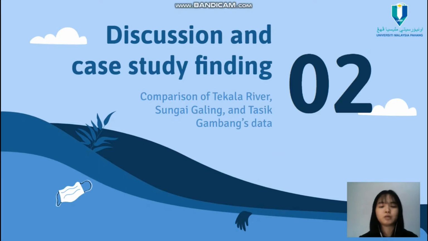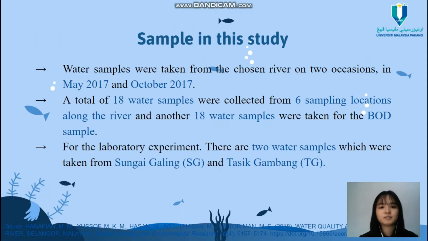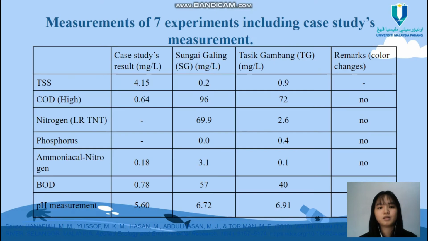In this topic, we'll be talking about the comparison of Tekala River, Sungai Galing, and Tasik Gambang data. The water samples were taken from the chosen river on 2 occasions, in May 2017 and October 2017. A total of 18 water samples were collected from 6 sampling locations along the river, and another 18 water samples were taken for the BOD samples. For the laboratory experiment, there are 2 water samples which were taken from Sungai Galing, SG, and Tasik Gambang, TG. Here is the data of the measurement of 7 experiments, including the case study measurement.